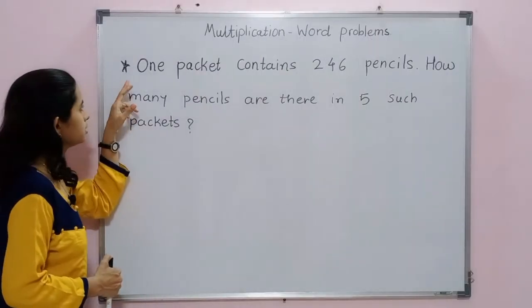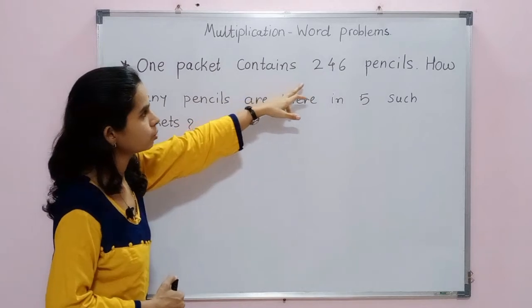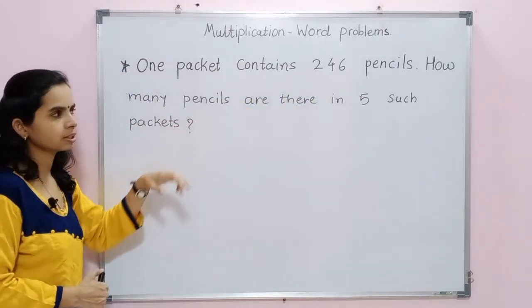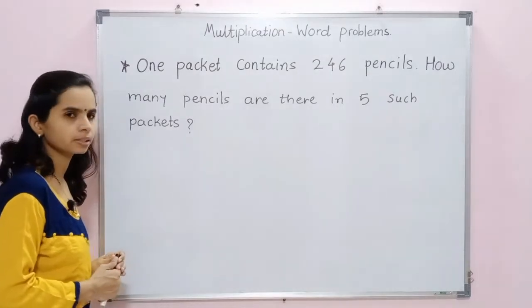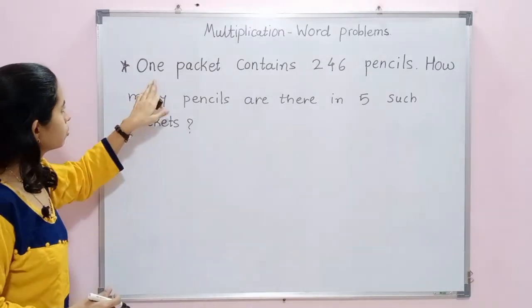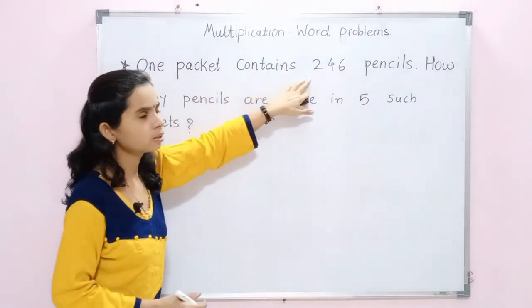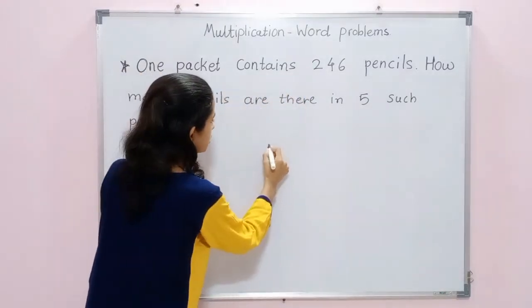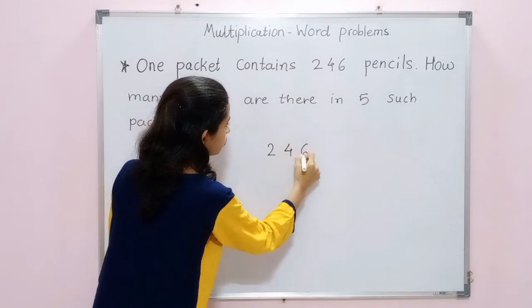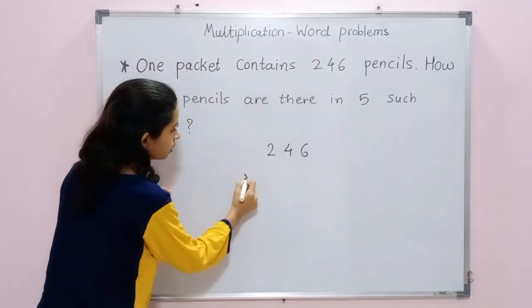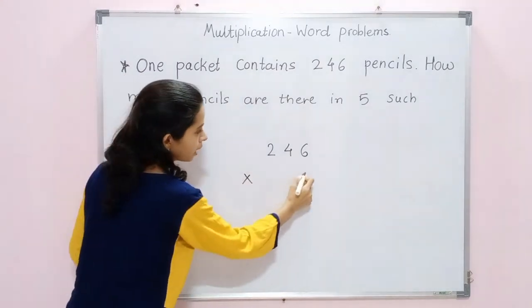Next example is one packet contains 246 pencils. How many pencils are there in 5 such packets? Here we have pencils in one packet. Those are 246 and we are having here such 5 packets. So we will multiply this number by 5.